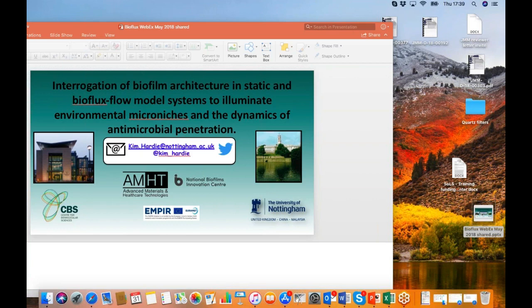Another question is, how do you expect the different architectures, multi-layered cells versus honeycomb-like structures, to affect the antimicrobial penetration?